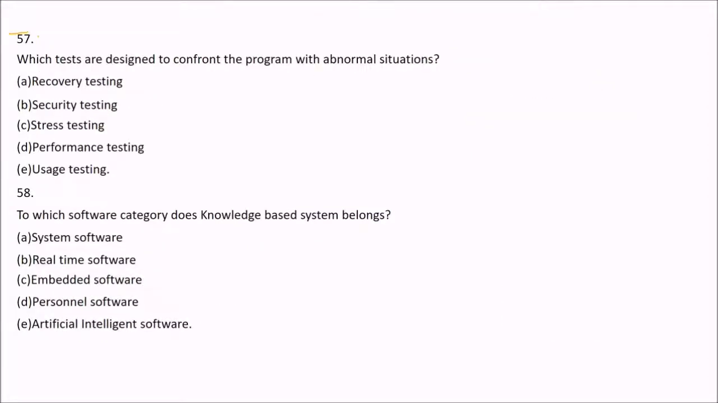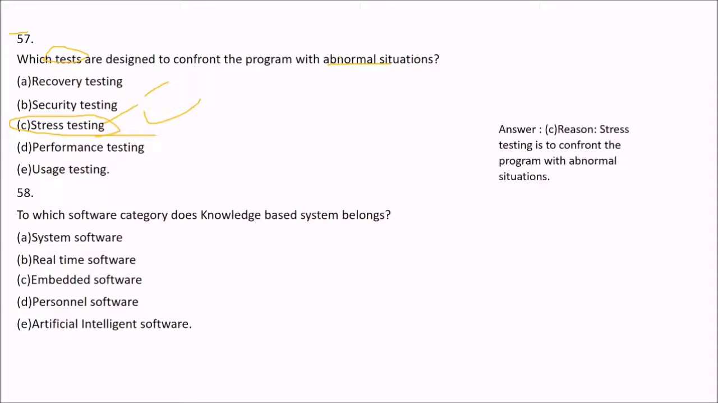57. Which tests are designed to confront the program with abnormal situations? Which test for abnormal situation? Recovery testing, security testing, stress testing, yes, this is looking quite good. Performance testing and usage testing. So the answer is stress testing, to confront the program with the abnormal situation. We try to break it, putting all the stress which is possible.